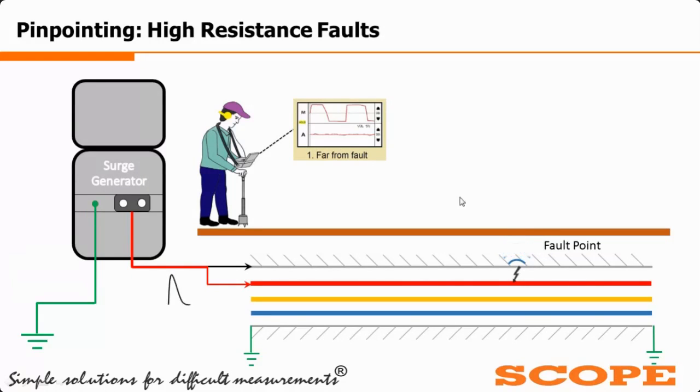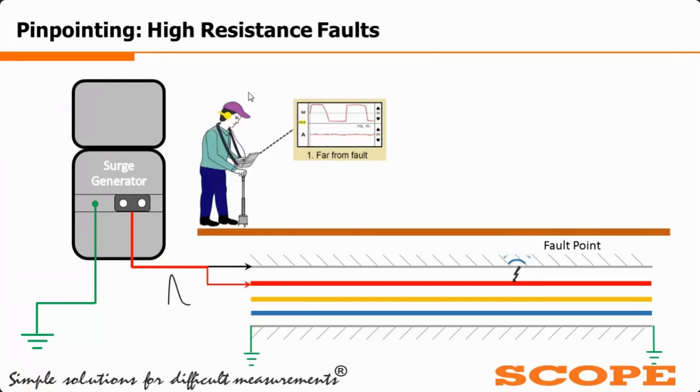So let us consider if we are very far from the fault location, then we will not get any acoustic signal, because sound will travel only within 2 to 3 meters of this fault point. So if we are very far away from the fault point, then the acoustic channel, or the audio channel, will not show any graph, but the magnetic signals will be available. Whenever we are far from the fault, we will not get any acoustic signals.